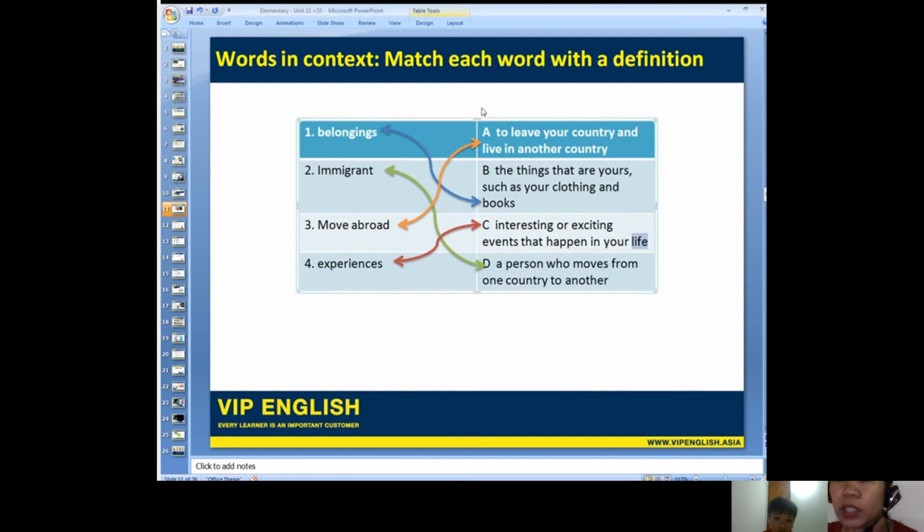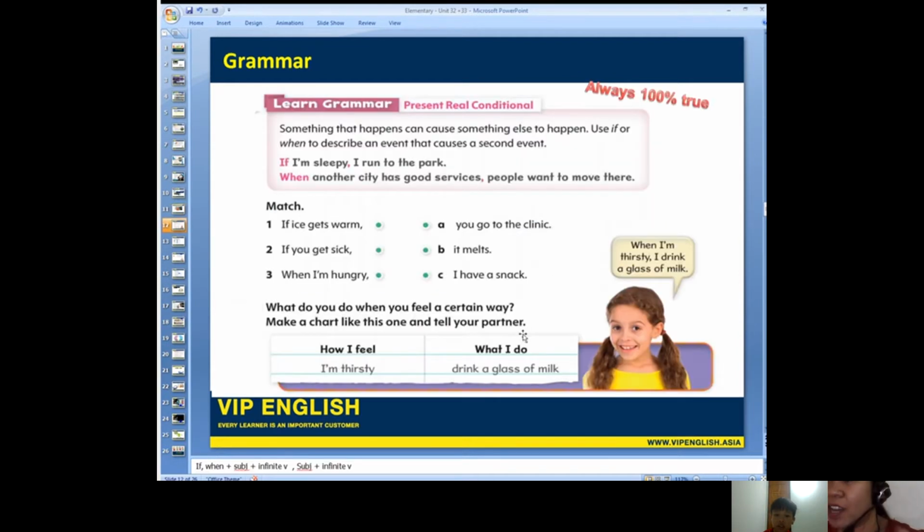Okay, so you got all the answers correct. So very good, good job. You still remember the things that we learned last time. I'm so happy. Okay. Now here, let's go to grammar. So these are the rules of grammar that you have to remember.